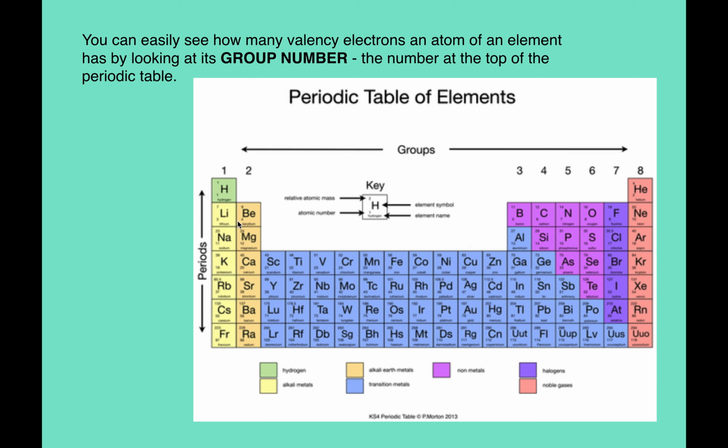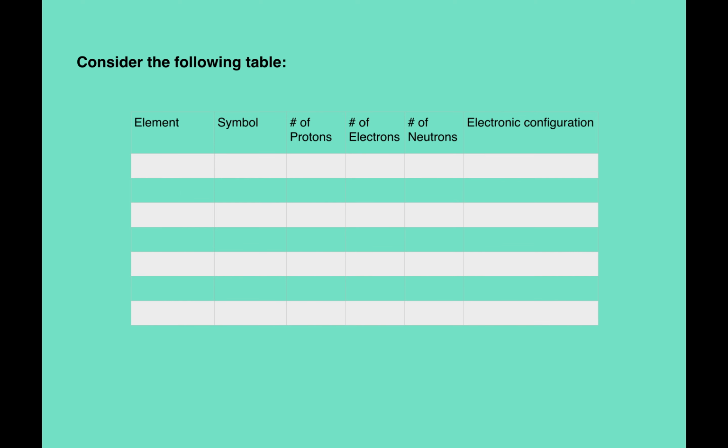These are all little bits of data that's going to be very useful later on. So group number gives me how many valency electrons an atom of an element has. The period gave me how many shells of electrons that particular atom had. Okay, let's have a look at the following table.